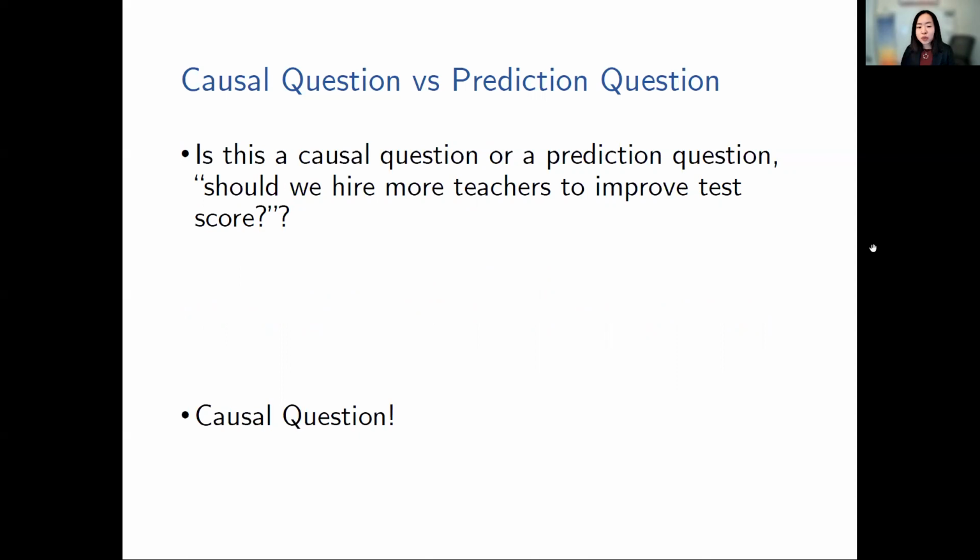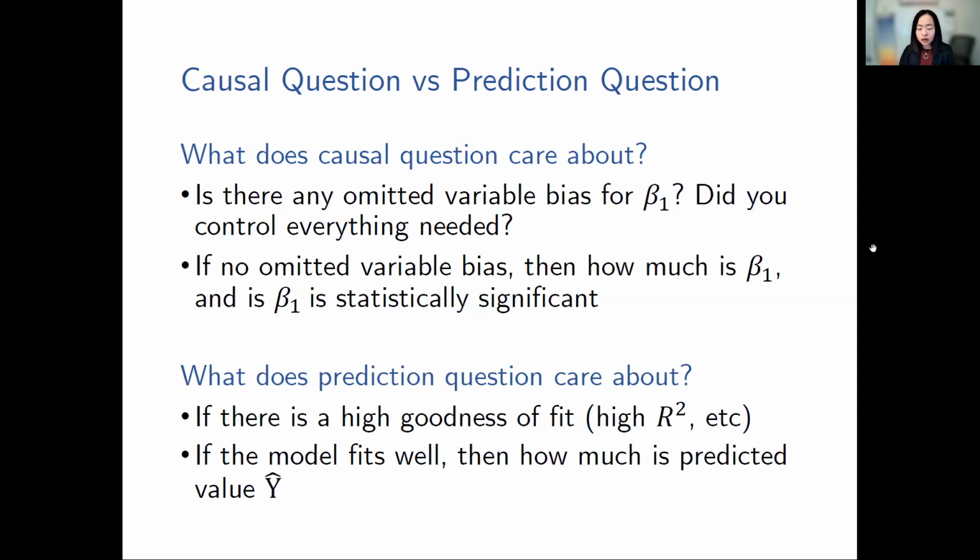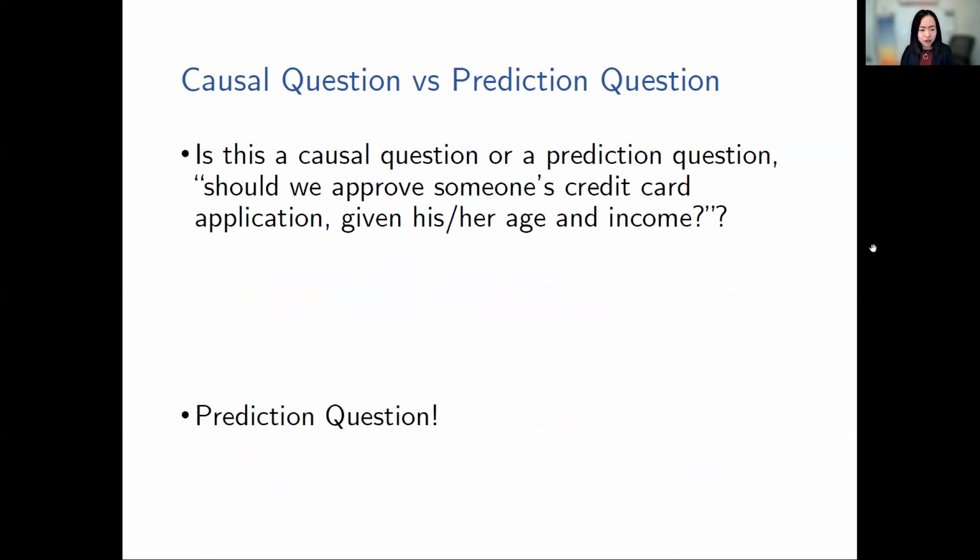So should we hire more teachers to improve test scores? What is this question? This is a causal question. The next one is, should we approve someone's credit card application given his age and income, or her age and income? This will be a prediction question. Let me explain a little bit about why this is a prediction question. We don't care about the beta in front of age and income, because we cannot change a person's age and income. As a credit card company, you cannot change your applicant's age. No one's age can be changed. And you cannot change your applicant's income because it's theirs. It's kind of like their life.